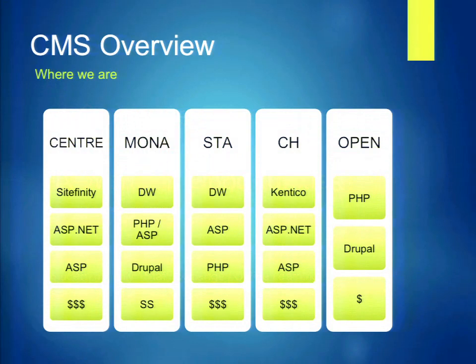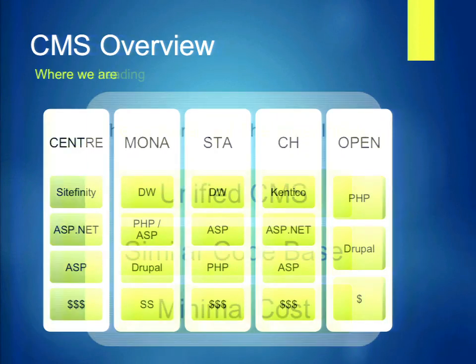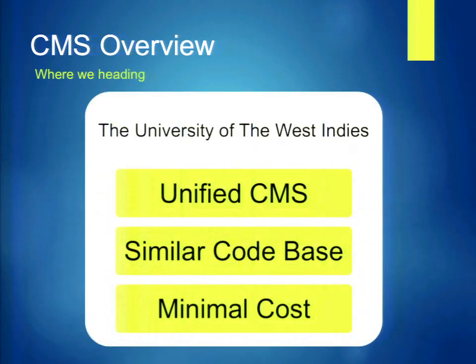So in the past, each of the four main campuses has implemented a CMS that fits their skills and needs, their budget, and you can see from the example being shown. Now our strategic plan wants to represent ourselves as one university, so we must shift gears a bit to come up with a solution that would take us from here to here.